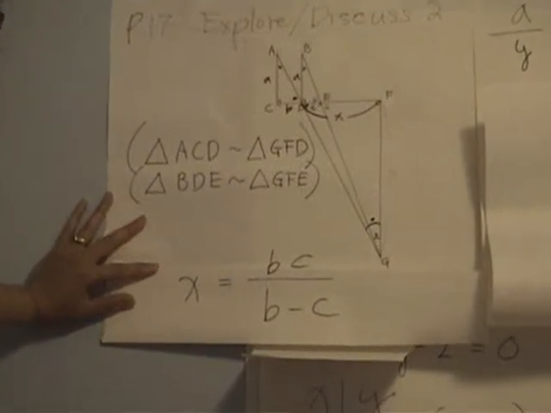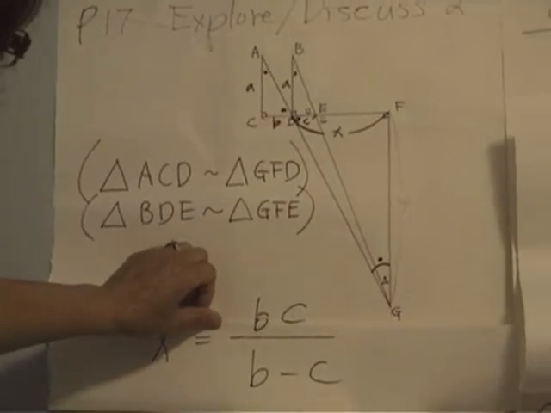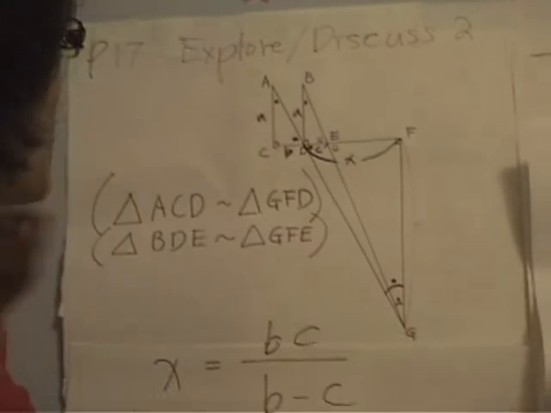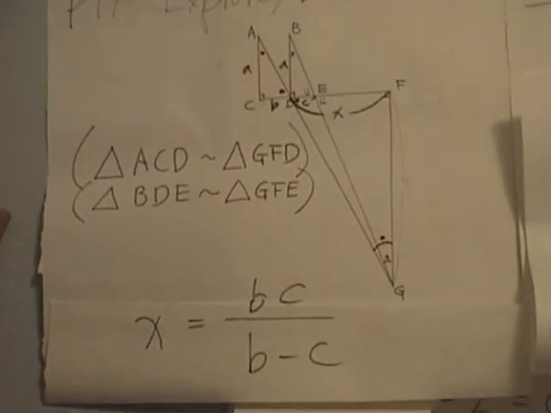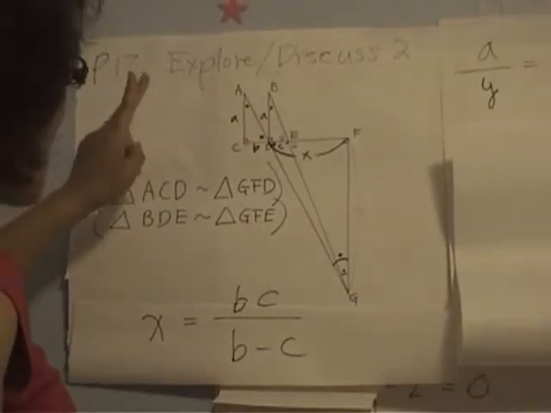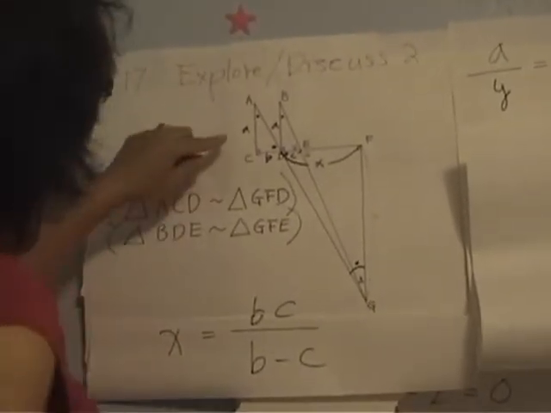Now we need to show x is equal to bc over b minus c. Since we know that these triangles are similar, we can use Euclid theorem, which says if two triangles are similar, their corresponding sides are proportional. So that's what we're going to use and solve this.